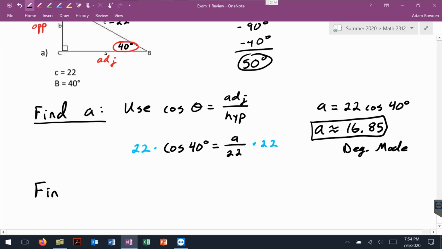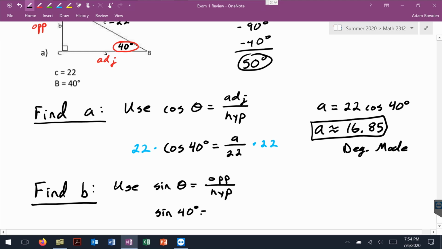Now to solve for side B, as an example here, I'm going to use the sine. So if I use the sine theta, that's because it's opposite over hypotenuse. The side I'm solving for is the opposite. So it'll look like sine 40 degrees equals B over 22. Same basic idea from the last solution. We can multiply. Solve for B is 22 sine 40 degrees. And when we approximate that, it comes out to be 14.14.